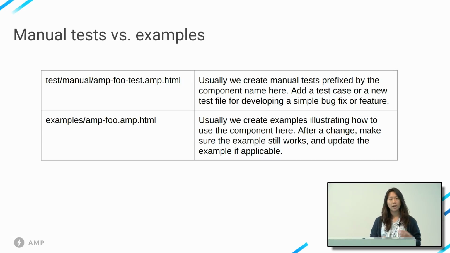So after a component has been finished, usually we add an example file. This is not really like edge case testing, but it's more like, hey, this is how we use this component. So this file, again, ampfoo is your component name. Usually, after you make a change, you want to go here and verify that this example still works very well. And if you're adding anything new, just make sure to update this example file to showcase your new feature.